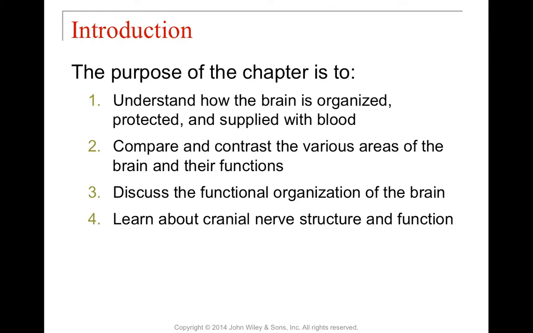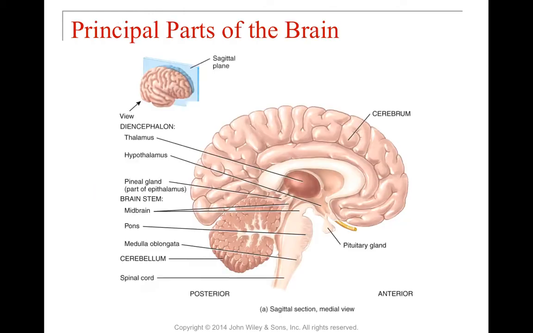Now, as you may know, the brain is the center for registering sensations and correlating them with one another, and with stored information and with making decisions and taking actions, etc. And it's also the center for your intellect, your emotions, your behavior, and your memory. So before we get started, let's take an overview, a look at the different principal parts of the brain.